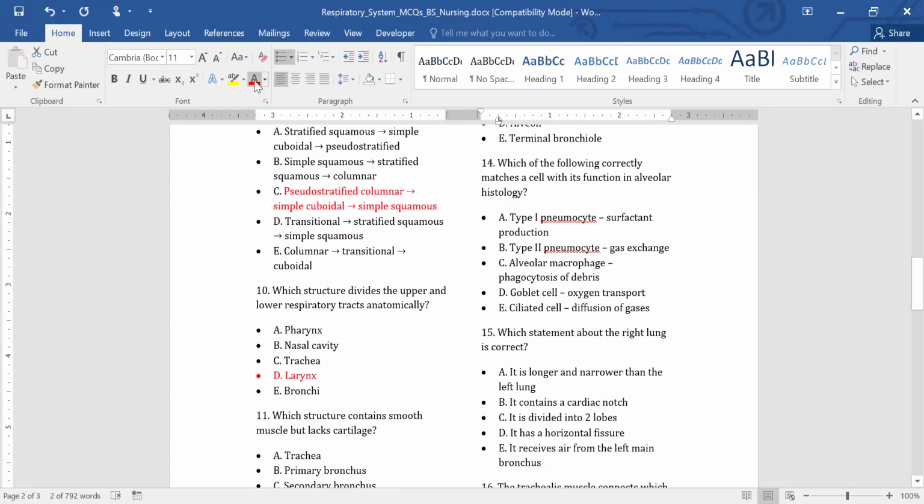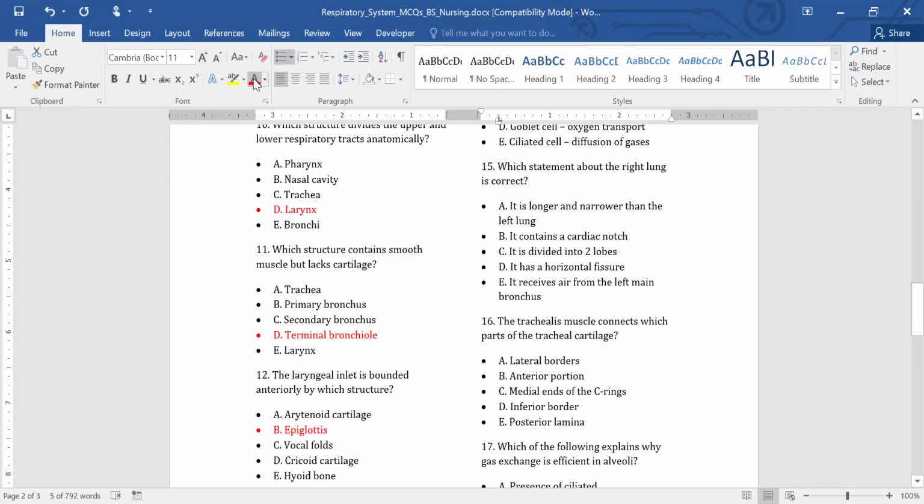Which of the following correctly matches a cell with its function in alveolar histology? Type 1 pneumocyte, surfactant production; type 2 pneumocyte, gas exchange; alveolar macrophage, phagocytosis of debris; goblet cell, oxygen transport; ciliated cell, diffusion of gases. It is the alveolar macrophages that phagocytose the debris.